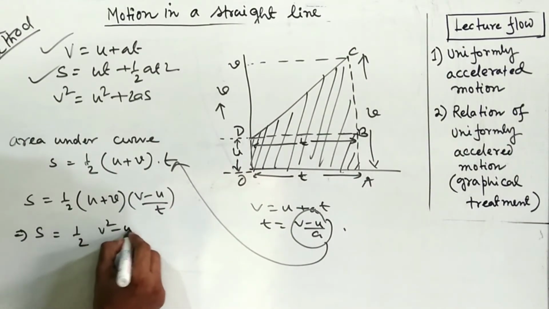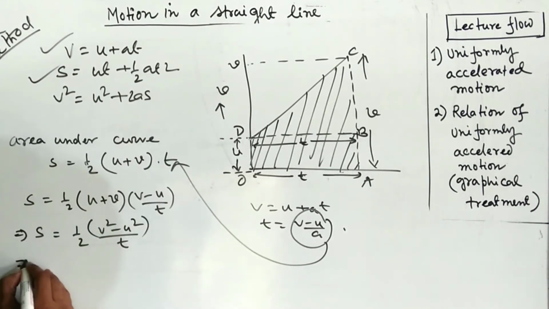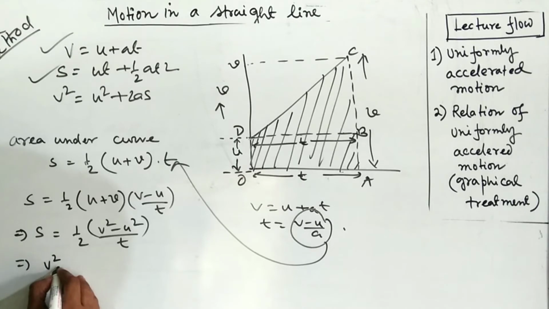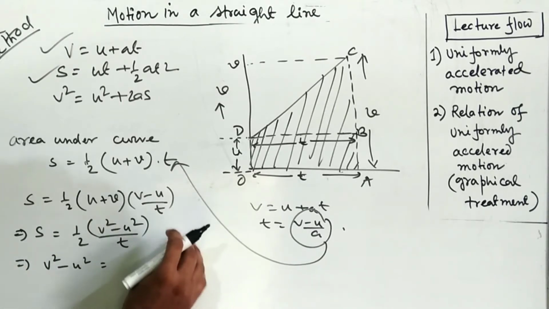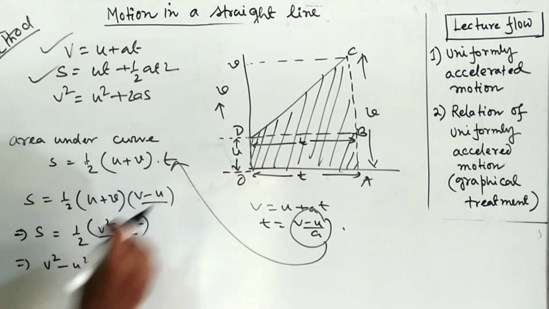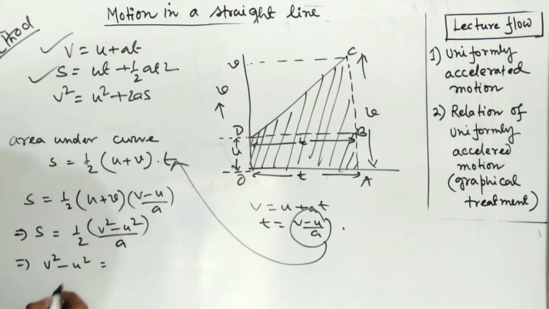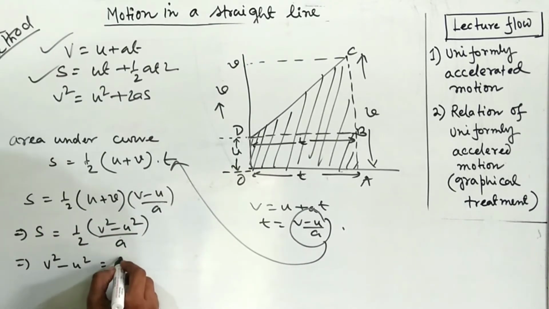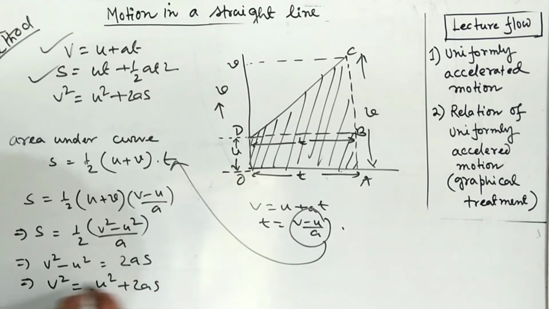So V square minus U square by T. So here V square minus U square is equal to, so then it will be A. It will be A. So it will be also A. So V square minus U square will be 2AS. So V square is equal to U square plus 2AS.